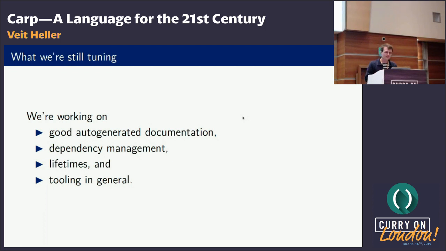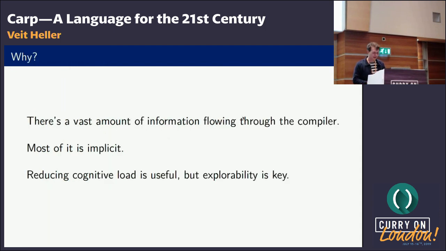Something we also need to work on is tooling in general, which is what I'm interested in. Why am I interested in that? The compiler has a lot of moving parts and a lot of information. You have information about types, macros and lifetimes, and because so much of it is inferred, it is implicit. You don't see it unless you type out the types or you ask the compiler.